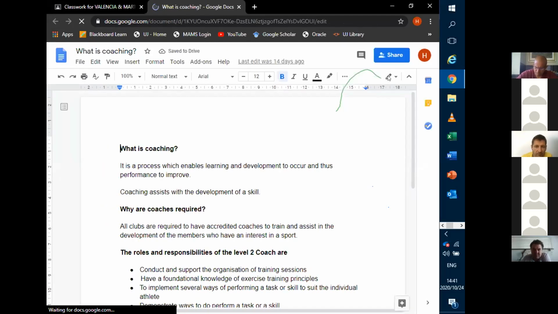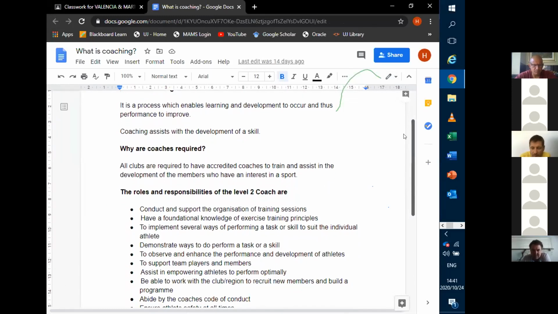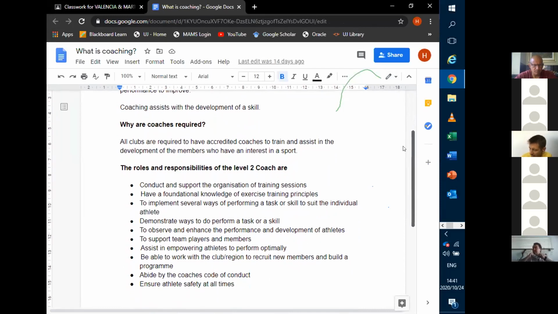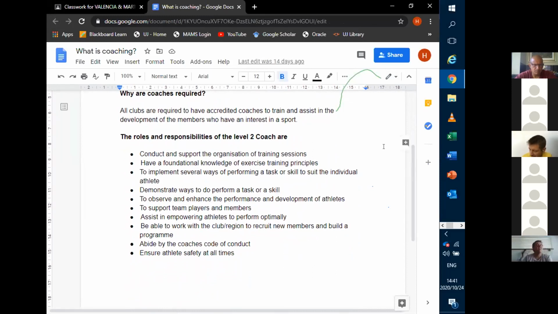what is coaching? Okay, coaching is a process which enables learning and development to occur and thus performance to improve. A coach assists with the development of a skill. On that, all clubs are required to have accredited coaches to train and assist in the development of members who have an interest in the sport. Why do you think all clubs must have this? Someone answer? Why clubs are meant to have accredited coaches?